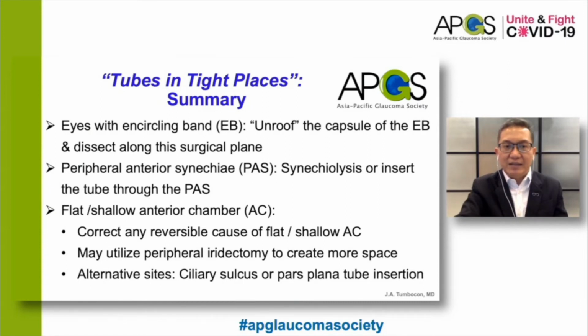In eyes with flat or shallow anterior chamber, you need to correct any reversible cause of this condition, such as pupillary block. You may utilize peripheral iridectomy to create more space in the anterior chamber, or to visualize the tip of the tube post-op, or improve the access of the aqueous to the tube. You may consider inserting the tube through the ciliary sulcus or through the pars plana in eyes where it's difficult to put the tube in the anterior chamber.